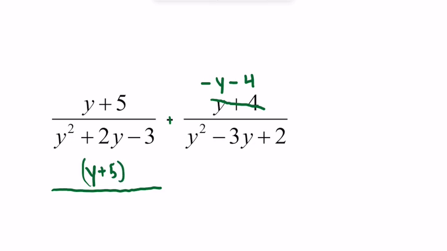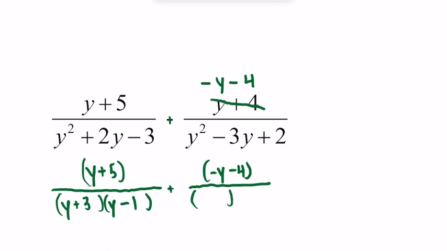In the denominator, y squared plus 2y minus 3. When we factor that, we'll have two parentheses with y at the beginning of each one. To multiply to be negative 3, but add up to a positive 2, we have y plus 3 times y minus 1. Now we factor the denominator of that second fraction.